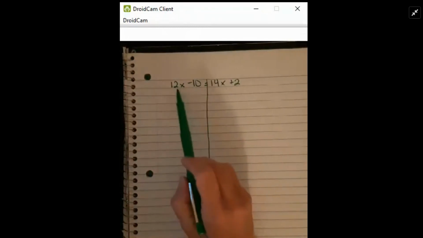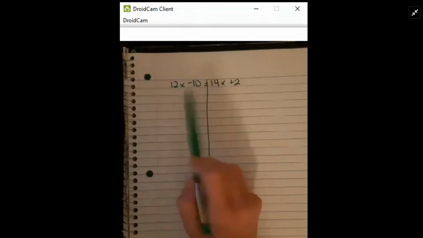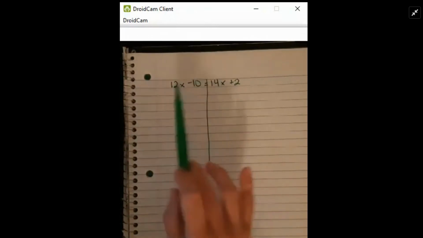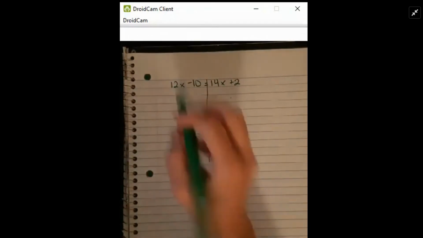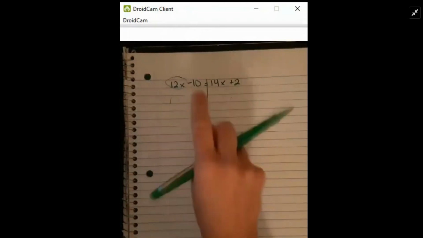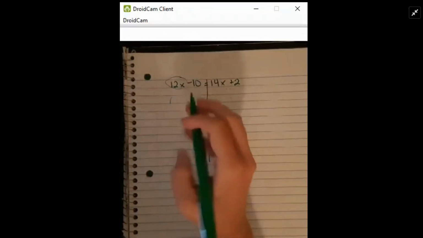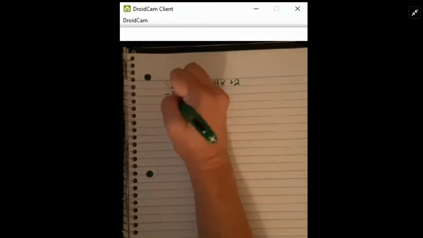So we need to get both of these x's on the same side. You can either put both of the x's on this side or both of the x's on this side. So I'm going to move this x to the other side. To get rid of a positive 12x, I do a negative 12x.